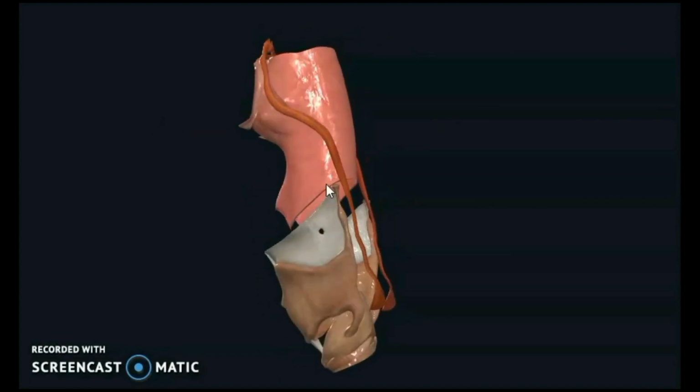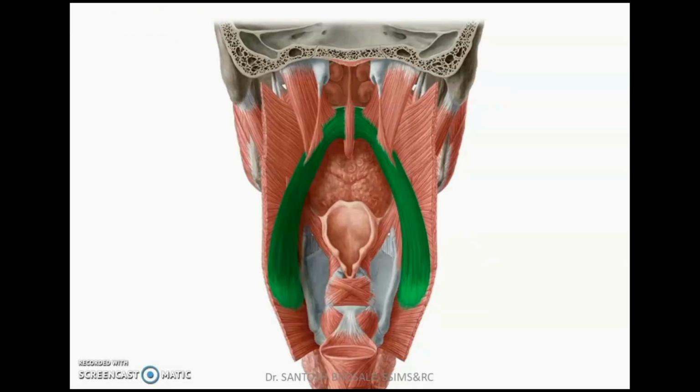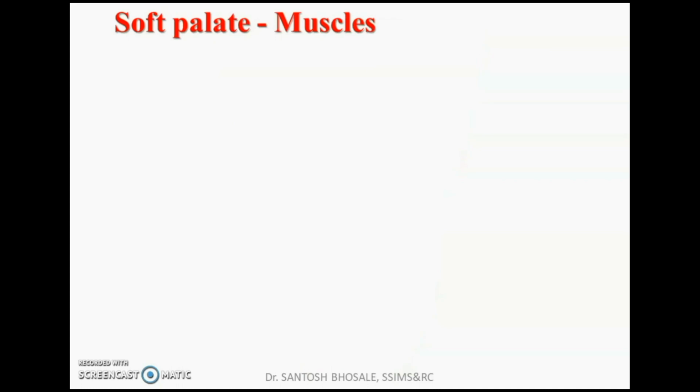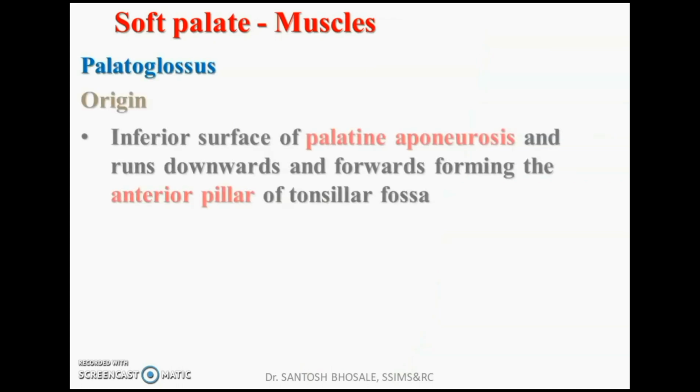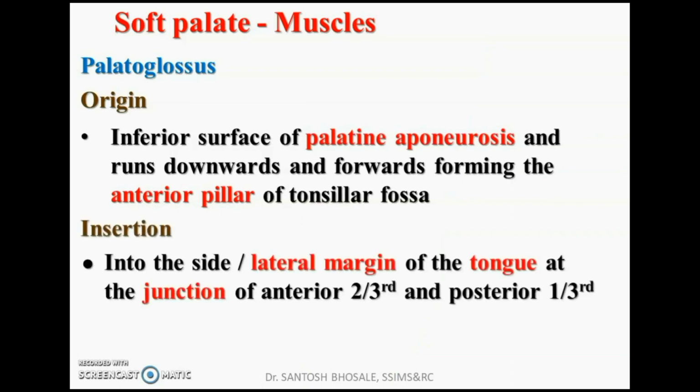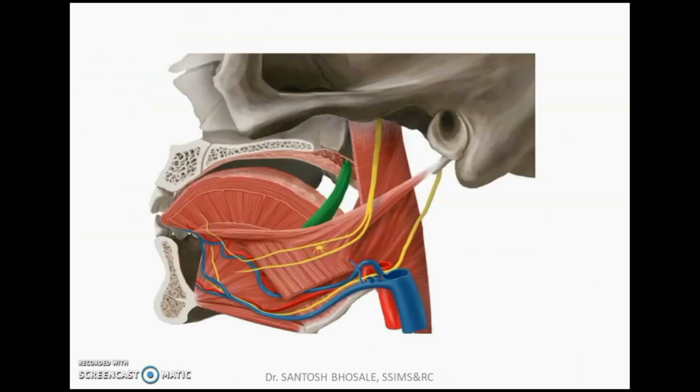That is the palatopharyngeal and palatoglossal arch. You can notice there palatoglossal arch is formed by palatoglossus muscle that we see next. You can see the course of palatopharyngeus. This green colored area is palatopharyngeus. In the previous diagram, we have seen the horizontal fibers or transverse fibers of palatopharyngeus. Next, coming to palatoglossus, name itself says it comes from palate, goes to tongue, arises from the inferior surface of palatal aponeurosis, runs downwards and forwards, forming the anterior pillar of tonsillar fossa, and inserts onto the side of the tongue at the junction of anterior 2/3 and posterior 1/3.